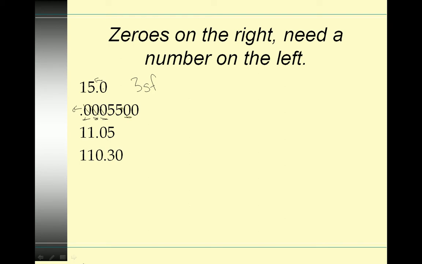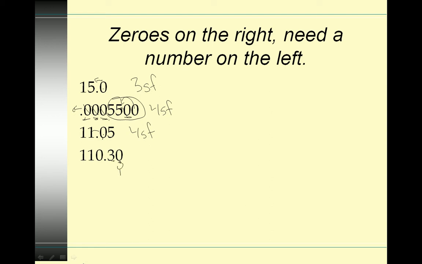Yes. Zero on the right, does it have a number on its left? Yes. So that means the significant numbers on this one, there are 4 sig figs. Zero on the right needs a number on its left. It has it. 1, 2, 3, 4. 4 sig figs. Zero on the right needs a number on its left. It has one. This one's good.